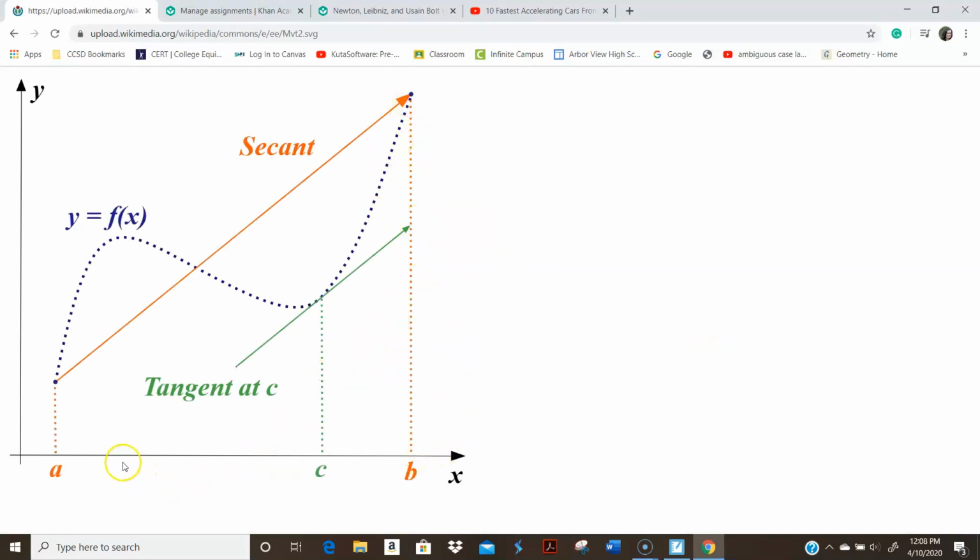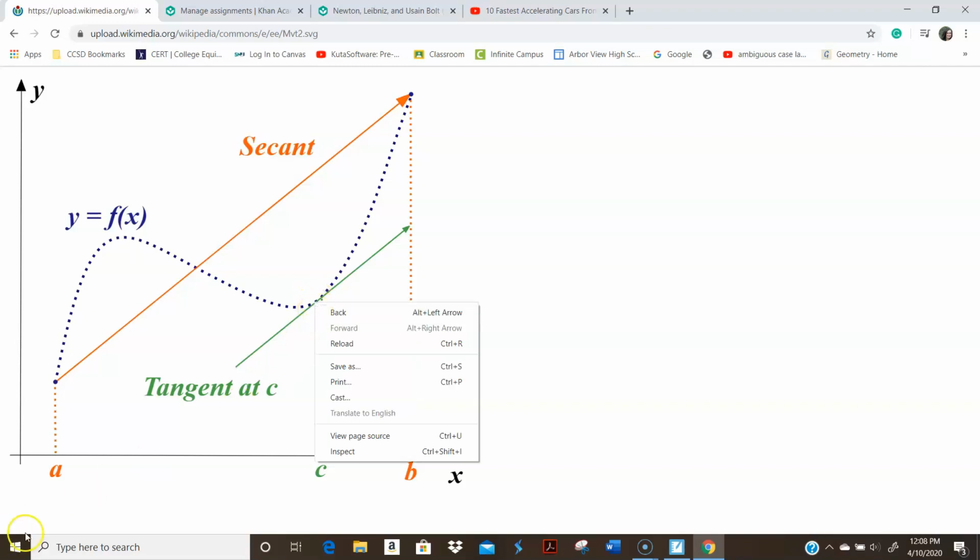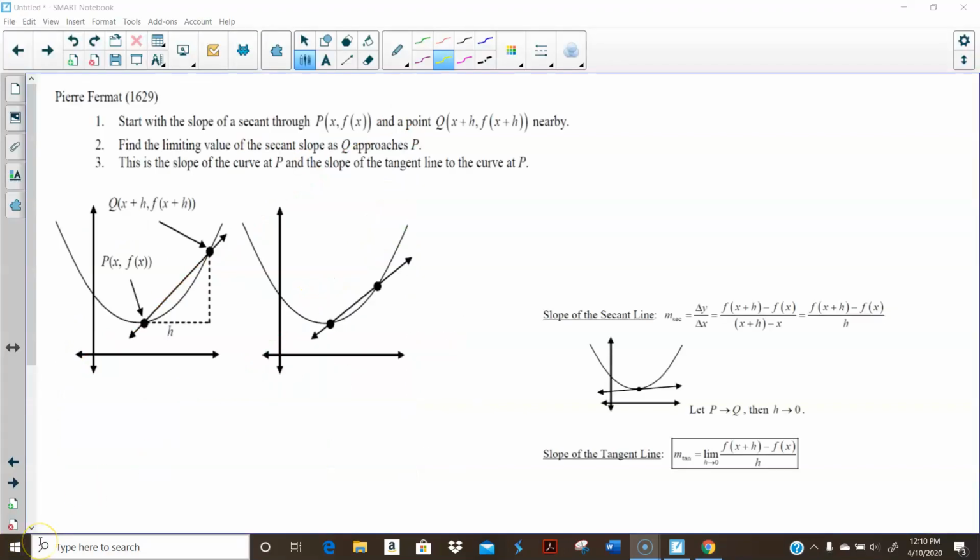And what I'm going to do is bring point A and point B closer and closer and closer together until the points are so close together that I end up with 1 point, which I'll consider the tangent point. Pierre Fermat is the mathematician from France who came up with this idea of differentiation.